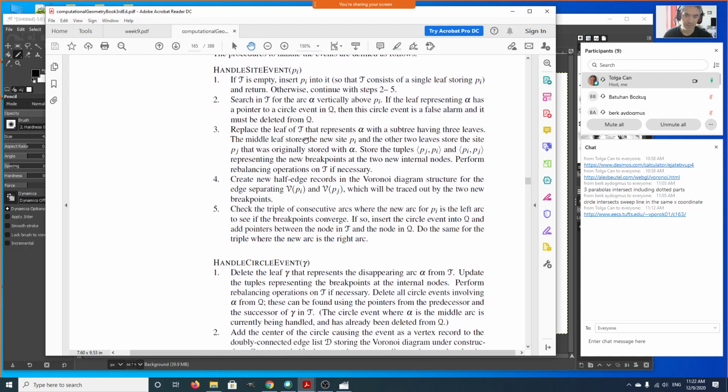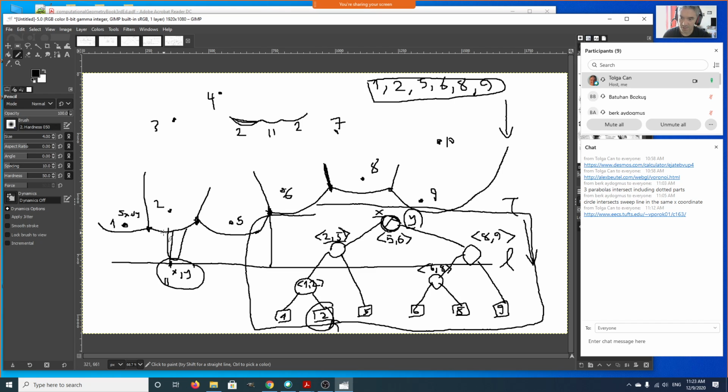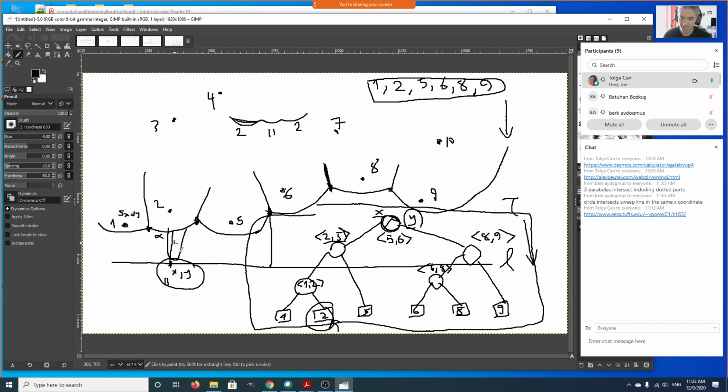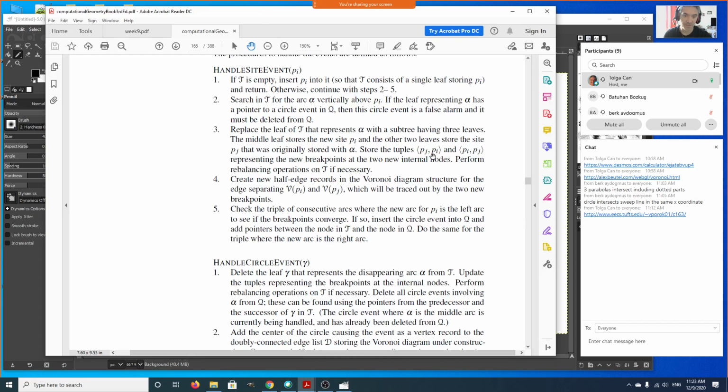So we also replace the leaf node with 3 new arcs. The arc that is to the left becomes something like this. If you look at this picture here, this is alpha, this is the new site. The arc represented by this pi, and the alpha that is to the right-hand side. So the single leaf node that was alpha is going to be replaced by alpha, pi, and again alpha. There will be intermediate nodes, the tuples pj pi and pi pj, representing the new breakpoints.